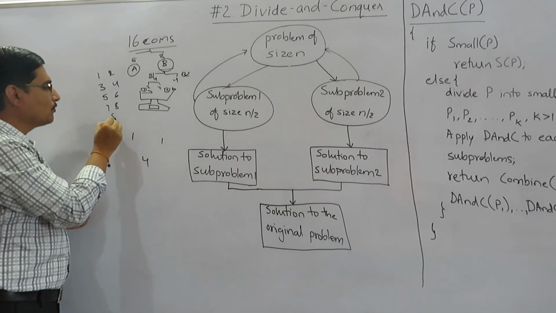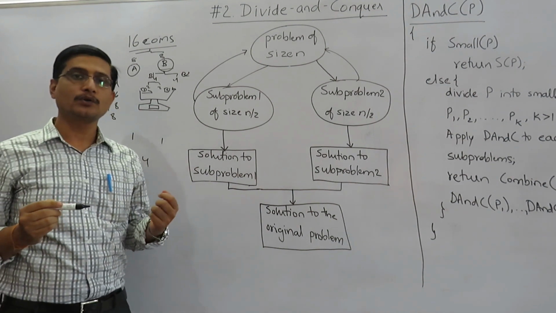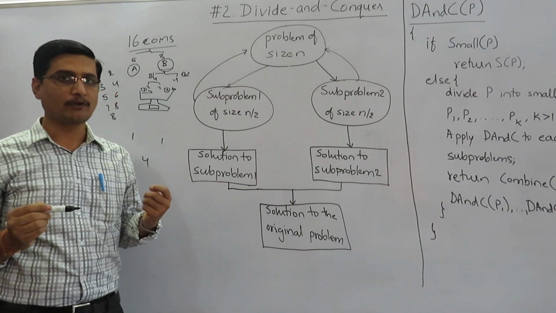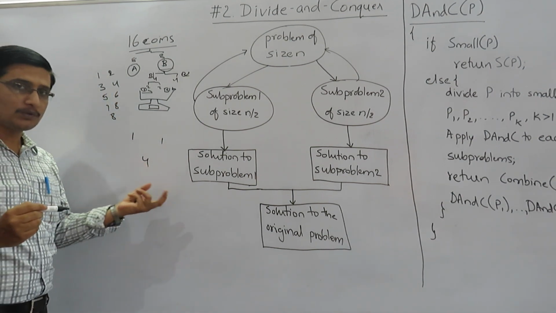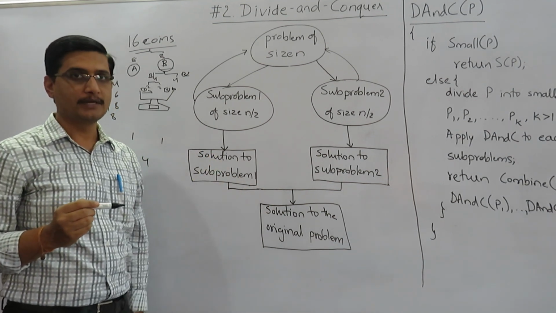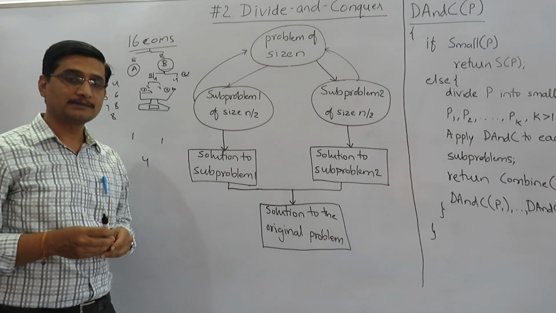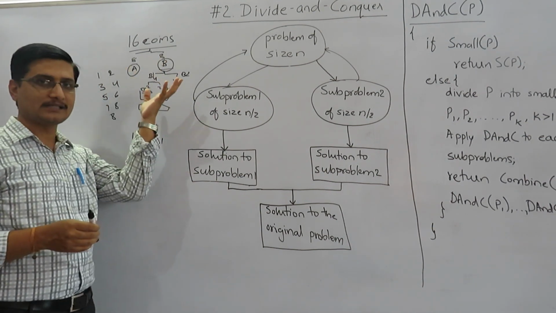In this case, we need to go for 8 comparisons. So within 4 comparisons, we were able to get the counterfeit coin. We'll take one more example. So we prove that divide and conquer method is better than brute force, because in only 4 comparisons for this instance of problem, we have got the solution.